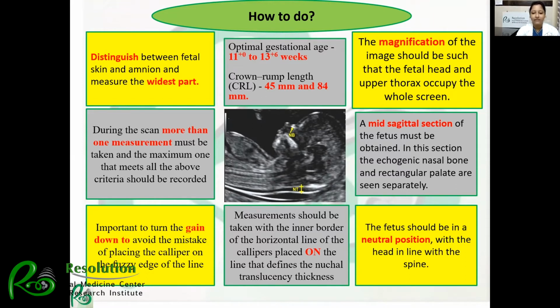Measurement should be taken with inner border of the horizontal line of the calipers on the line that defines the nuchal thickness. Important part is to turn down your gain to avoid the mistake of placing calipers on the fuzzy edge of the line. During the scan, more than one measurement must be taken, and the maximum one that meets all the above criteria should be recorded. Distinguishing between fetal skin and amnion and measuring the widest part is another important step in measuring the NT.